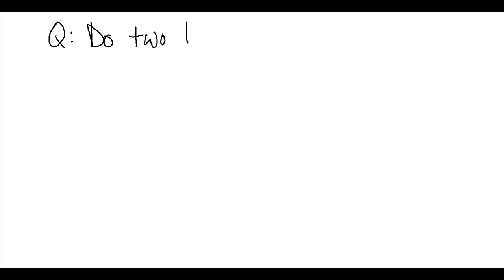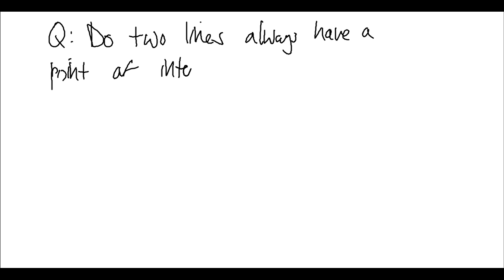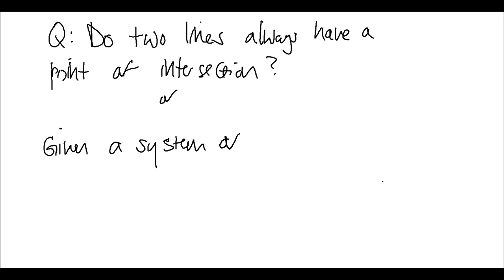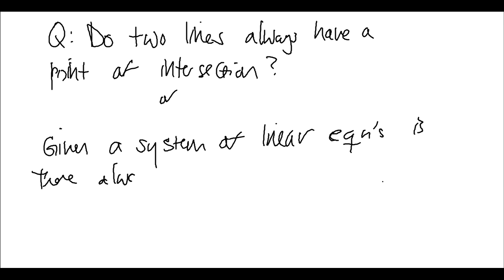Do two lines always have a point of intersection? Or the equivalent question is, given a system of linear equations, is there always a solution?